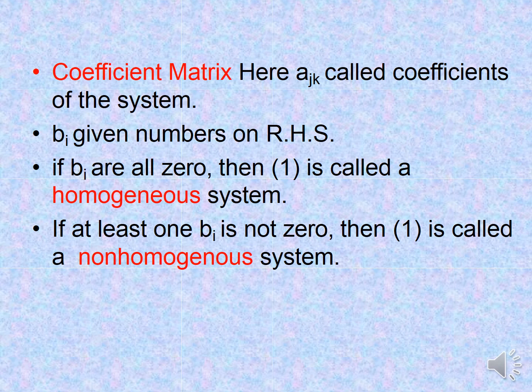If all bi's are 0, then we call this system a homogeneous system. If at least one bi is not 0, then equation 1, the system of linear equations, is called a non-homogeneous system.